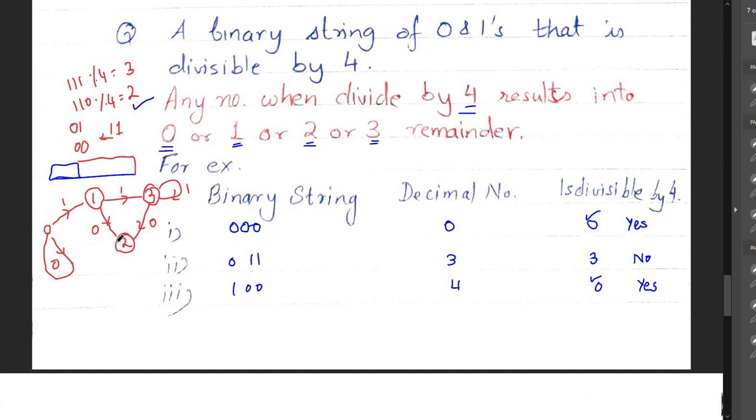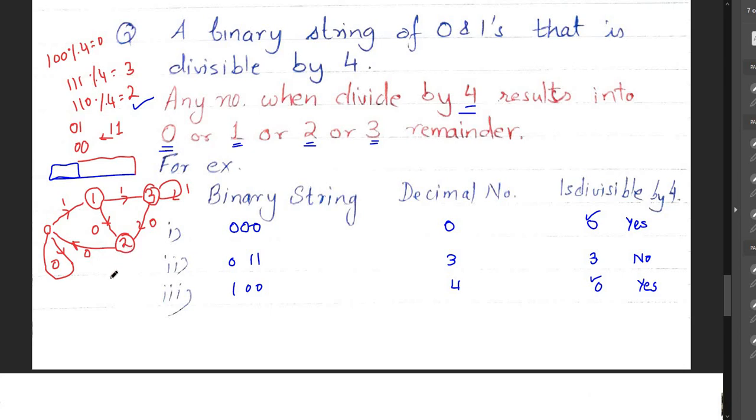Now let's consider state 2. What will happen? At state 2, if I take a 0, state 2 is actually the remainder 2, which can be written as 1, 0. And if I take 0 over here, that becomes 1, 0, 0, which is equivalent to 4. And if I take modulo 4, it is 0. So from 2 we'll reach state 0 by consuming this bit 0.